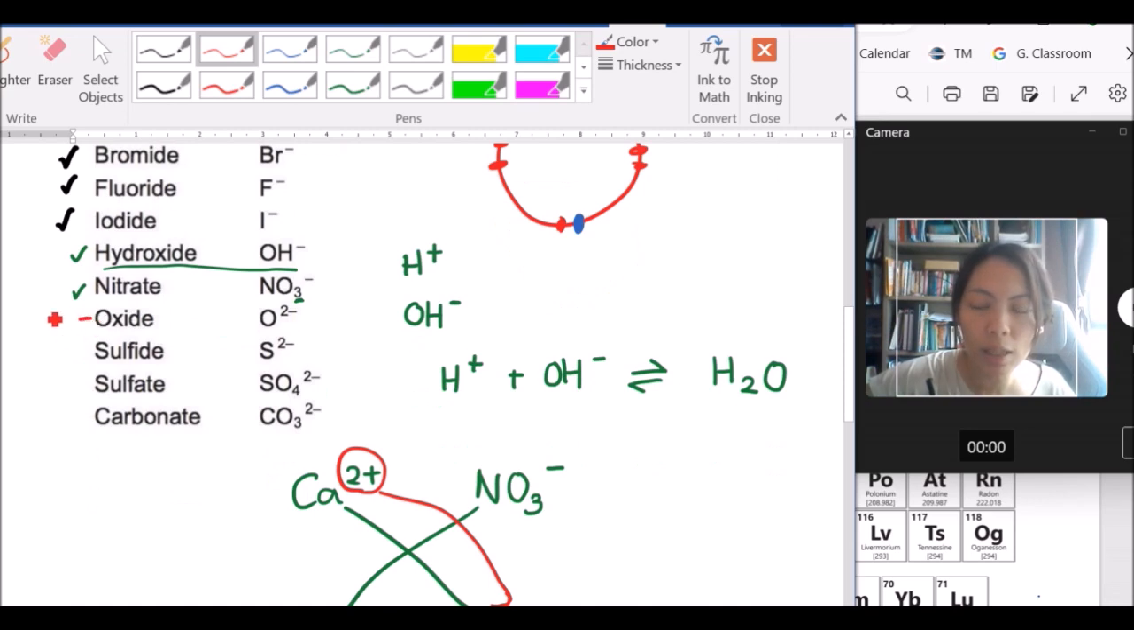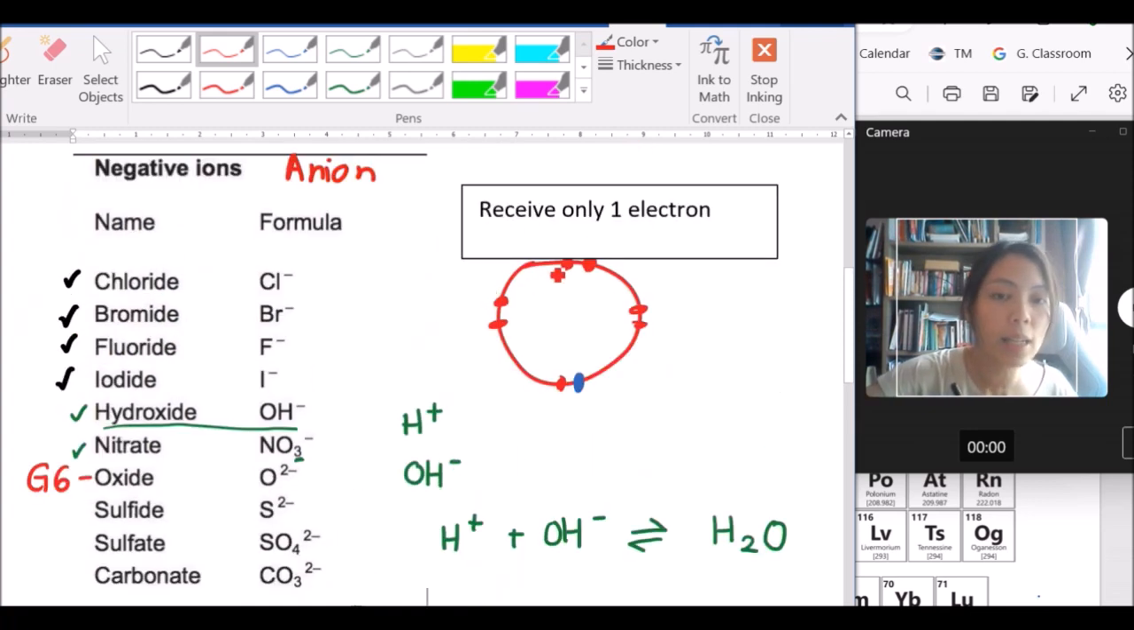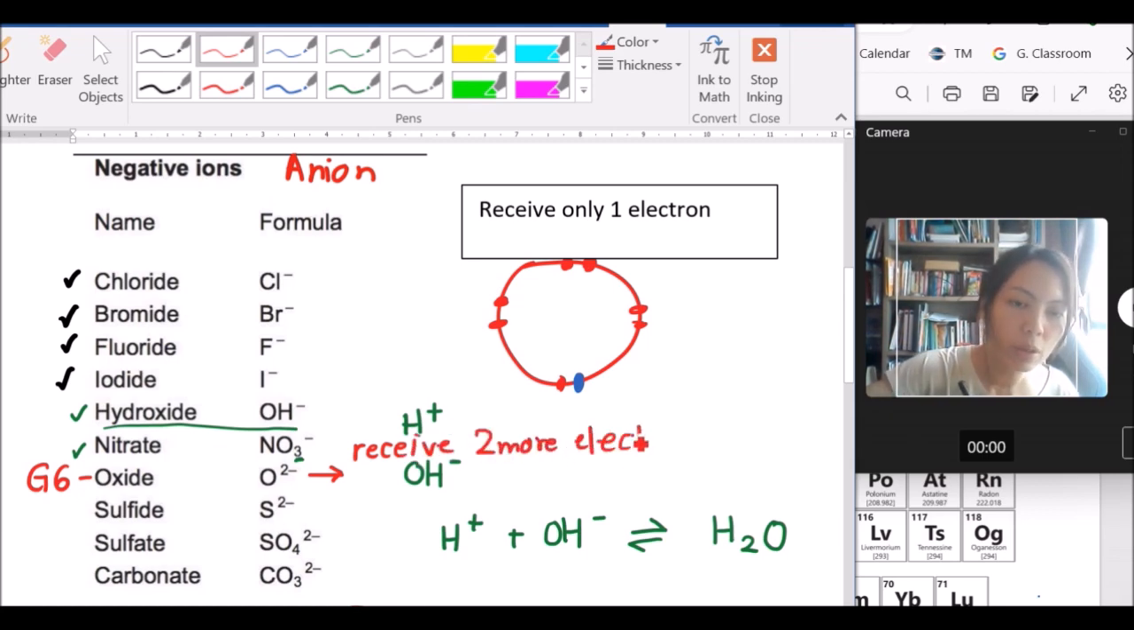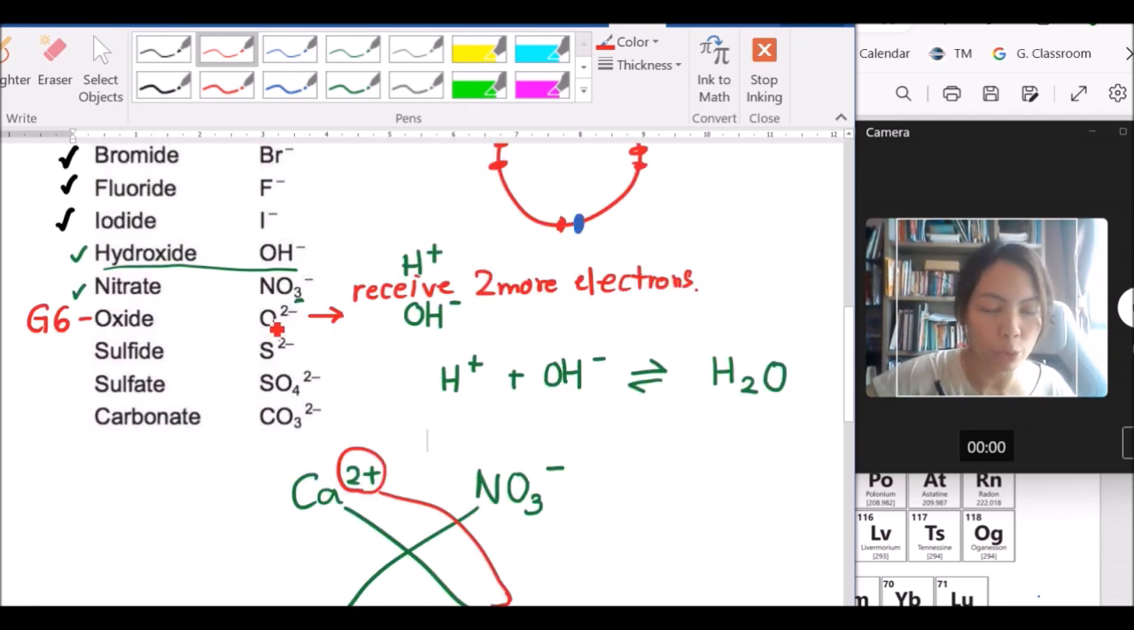Right. If you notice, oxide, it belongs to group number 6. Group number 6. Again, it has 6 valence electrons, so they need to have 2 more electrons. They want to receive 2 more electrons. So that's why they show the charge of -2. All right. So having to say that if oxide ion is 2 negative, sulfur is also 2 negative.